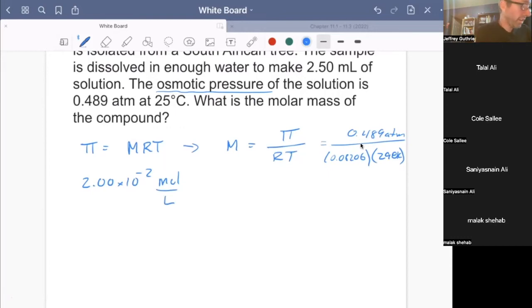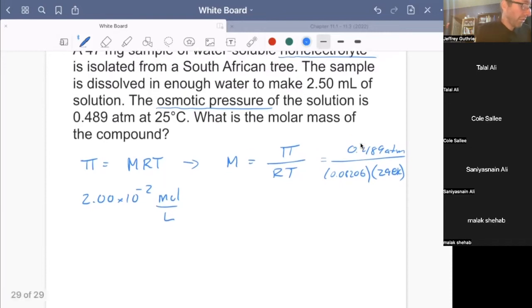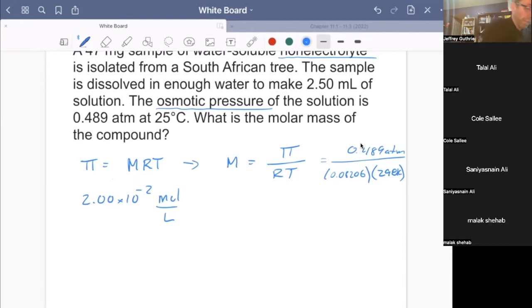That's the concentration. So now the next step is we only need grams and we need moles for a molar mass, right? So what we need is molar mass equals grams per mole. So we have to get rid of liters in our molarity. So how are we going to do that?